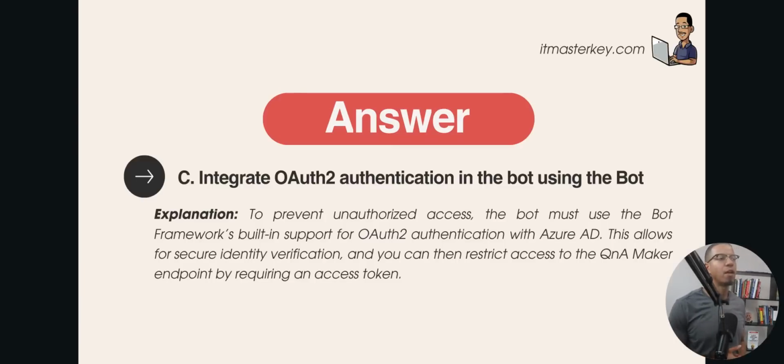To prevent unauthorized access, the bot must use the Bot Framework's built-in support for OAuth 2 authentication with Azure AD. This allows for secure identity verification, and you can then restrict access to the QnA Maker endpoint by requiring an access token. All right, let's get to the next one. Just so we set the mood, this is the level of the questions in this training, right?